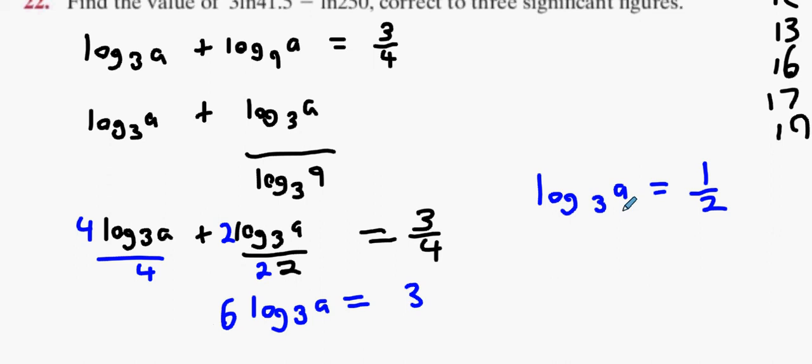Alright. How do we get a on its own? Any idea? A equals 3 to the power of a half. For those of you whose memory is a bit sketchy, green position always equals yellow position to the power of blue. Everybody got that? Green is always equal to yellow to the power of blue. Every time. Okay? Doesn't matter what's there.